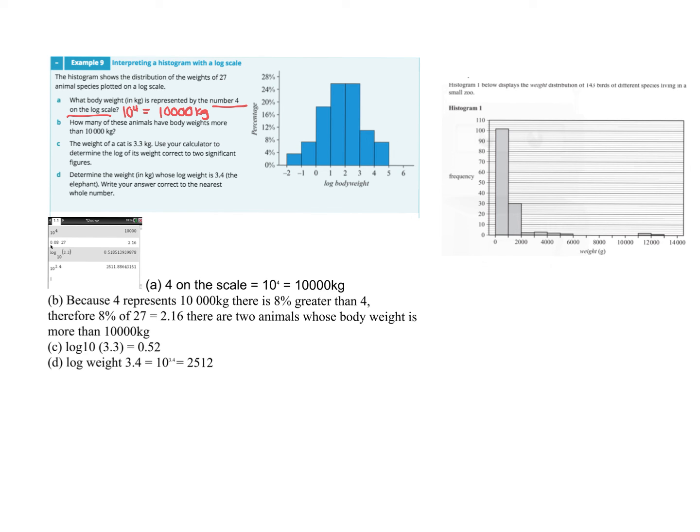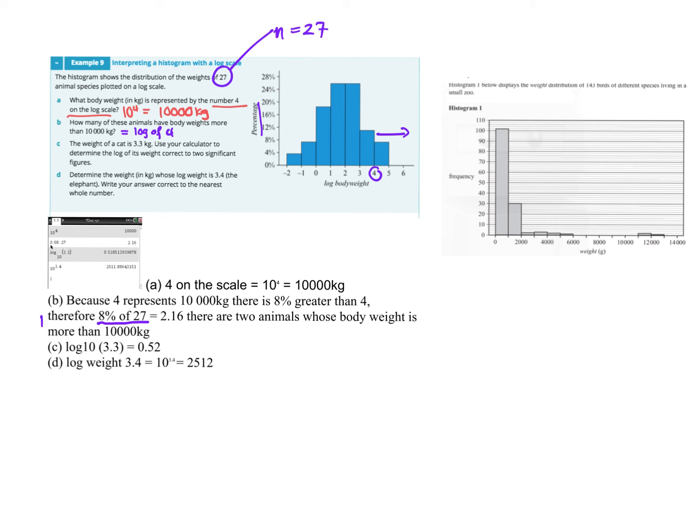So how many of these animals have a weight more than 10,000? 10,000 equals a log of 4, so you look for a log of 4 and anything more than that. This is a percentage, and it looks like 8%. Here, 8%, and n equals 27, that was the total. So 8% of 27 is 2.16, so 2 animals had a body weight more than 10,000.